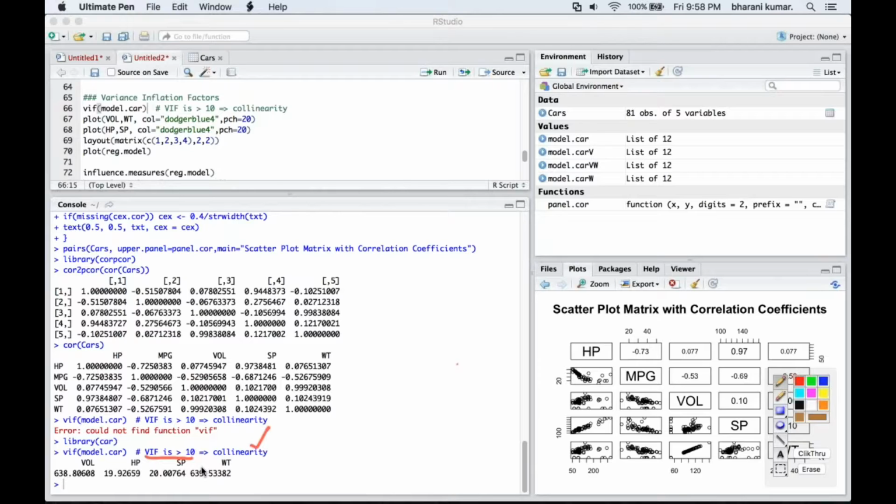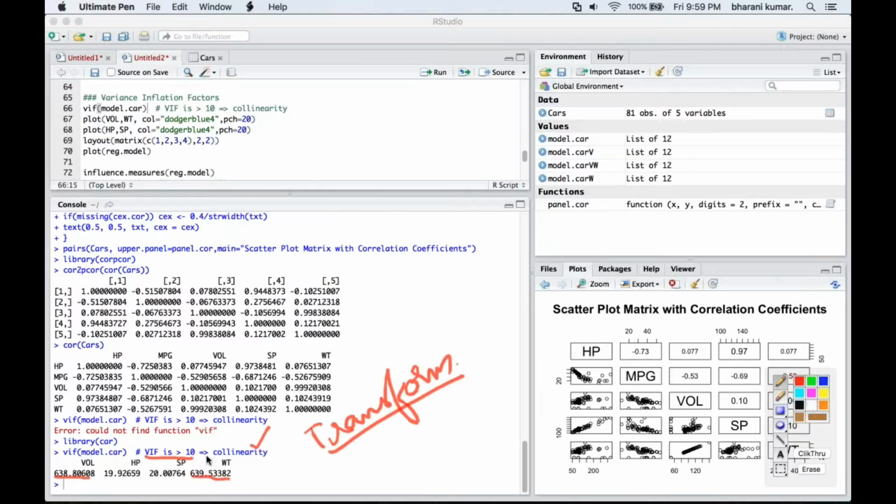But though everything is greater than 10, horsepower and SP were turning out to be significant. Volume and weight were not turning out to be significant in your regression output. So probably there is some problem with this or this. Now what to do? Delete either weight or volume, or try to transform the data. When I say transform the data, maybe you have to take log of weight, log of volume, and then try to regress and see whether you're getting the desired output or not.